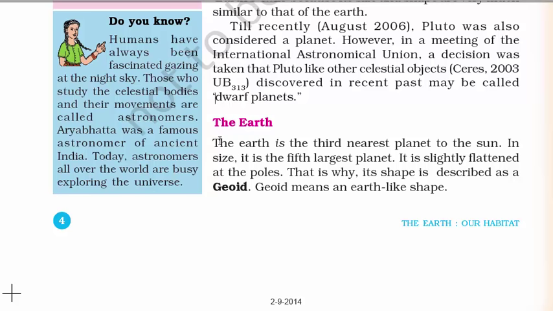The Earth is the third nearest planet to the Sun. Cool, done. We know that. In size, it is the fifth largest planet. Remember this. Fifth largest planet. It is slightly flattened at the pole. That is why its shape is described as geoid. So if a question is asked, what is the shape of Earth? It's geoid. Geoid means Earth-like shape, which is a little elongated towards the pole, just like a rugby ball. Moving on to the next page.